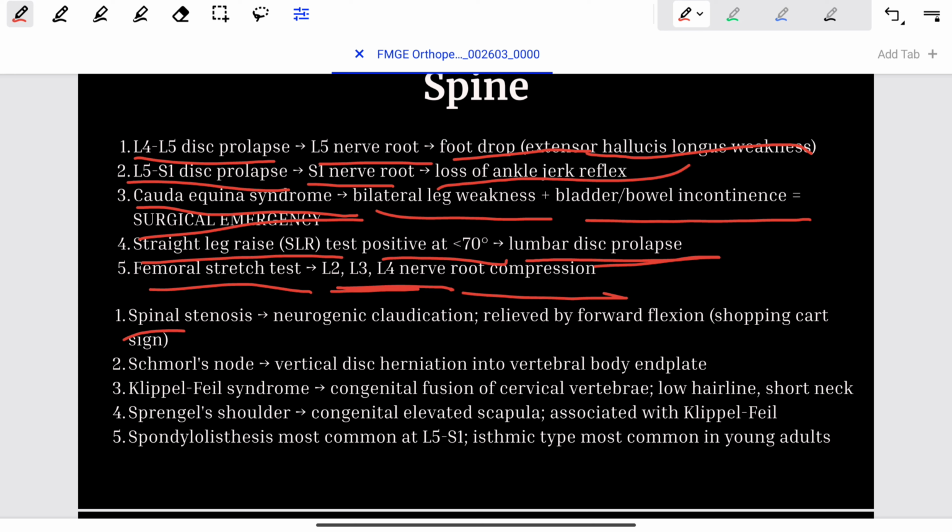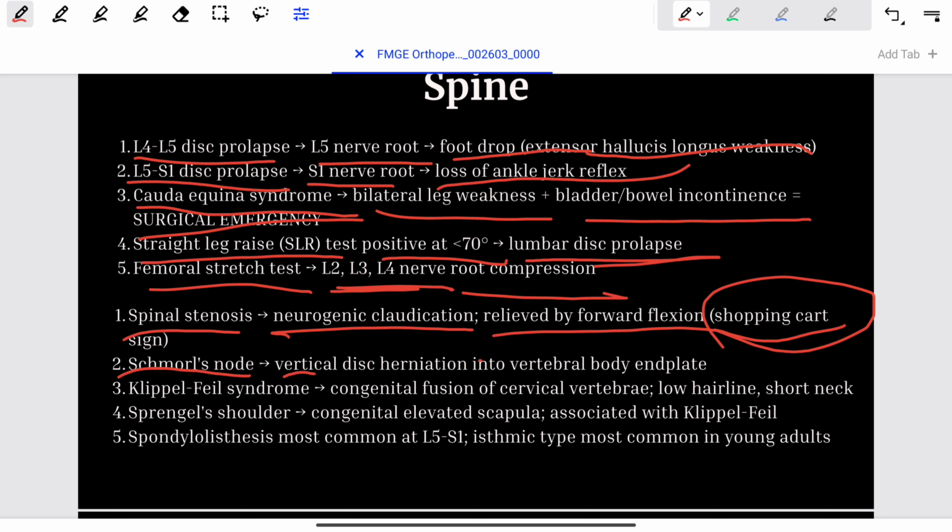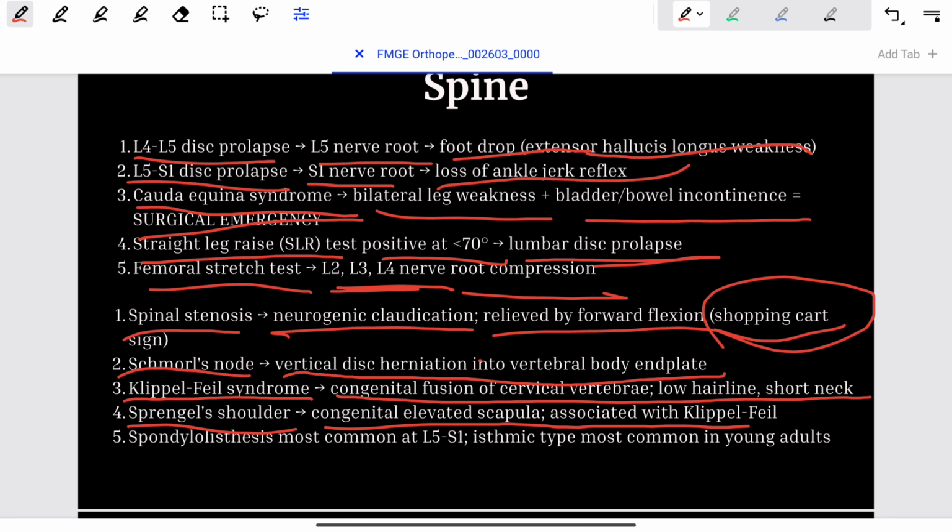Spinal stenosis causes neurogenic claudication relieved by forward flexion. Schmorl node is a herniation of disc material into the vertebral body through the end plate. Klippel-Feil syndrome: congenital fusion of cervical vertebrae causing short neck and low hairline. Sprengel deformity: congenital elevation of the scapula, often associated with Klippel-Feil syndrome.